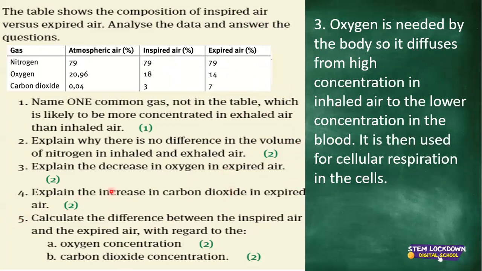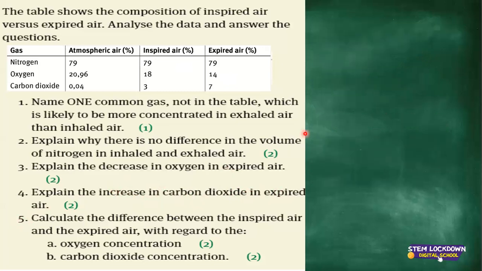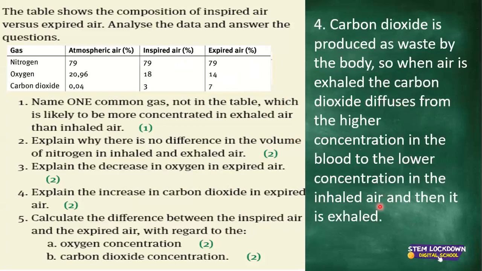And then question 4, explain the increase in carbon dioxide in expired air. Why is there an increase in carbon dioxide? You only took in like 3%, but you are exhaling 7%. Why? Because carbon dioxide is produced as waste by the body. So when air is exhaled, the carbon dioxide diffuses from the higher concentration in the blood to the lower concentration in the inhaled air, and then it is exhaled.